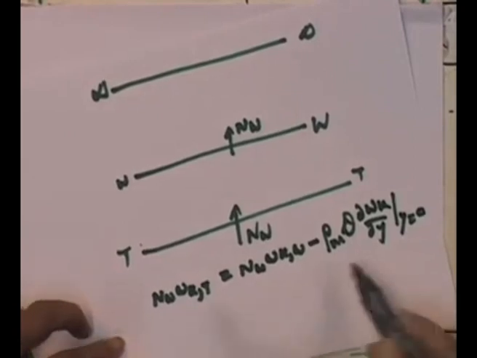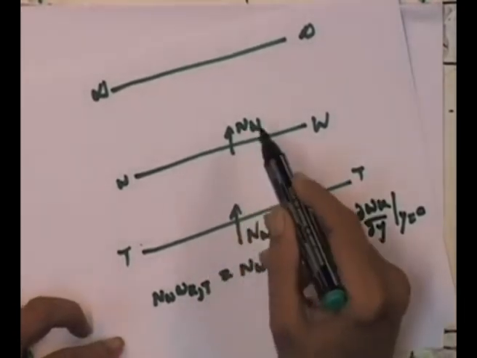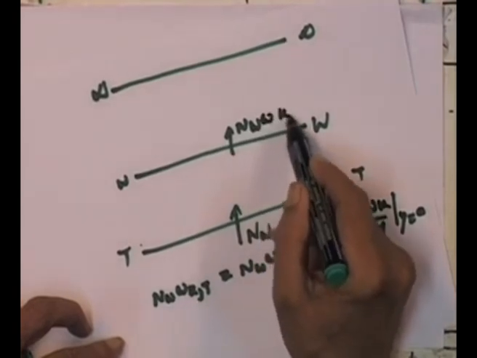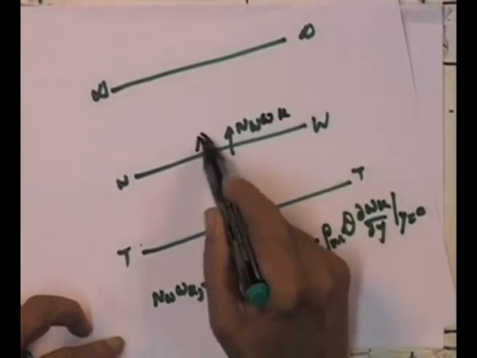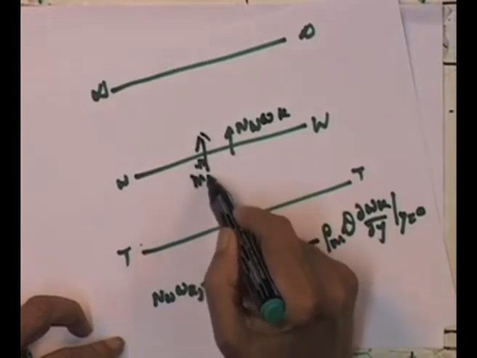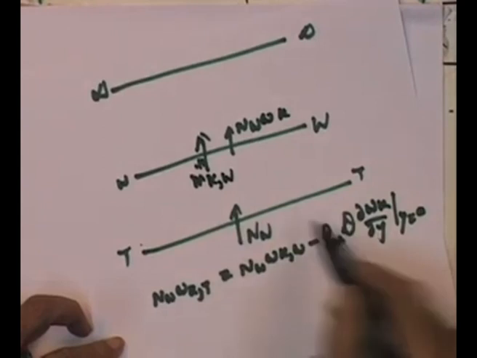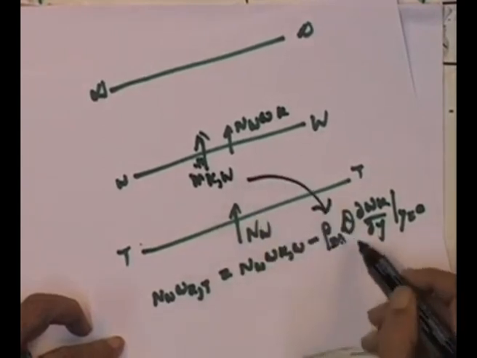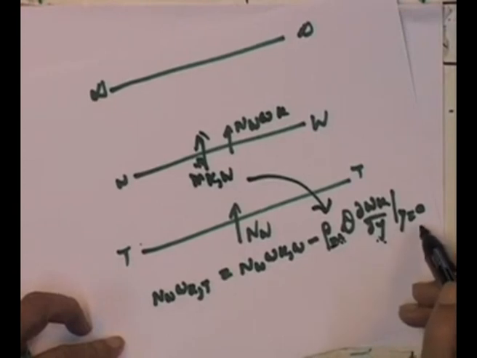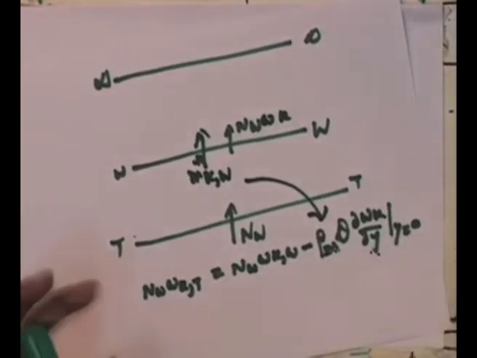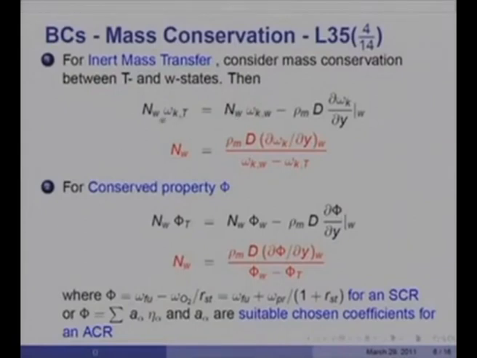So this would be the mass balance, because this multiplied by omega_k will be the convective transfer, and diffusion transfer will be m dot k at W, which is nothing but from Fick's law. This is rho_m diffusivity into d omega_k by dy at y equal to 0. So if I rearrange this equation, take N_W common out here, then I get the form N_W is equal to rho_m d d omega_k by dy at wall divided by omega_k W minus omega_k at T.